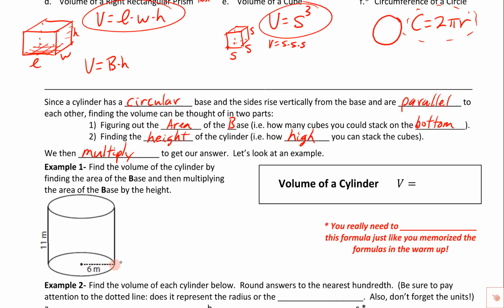So this is a circle. So the area of the circle, I'm going to write a big B for the base, is pi r squared. So that's going to be pi times 6 squared. So let's figure out what that is.